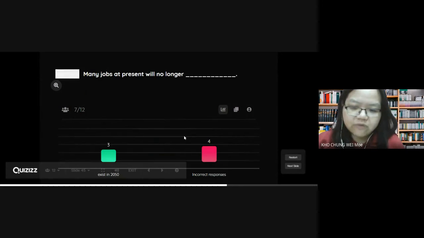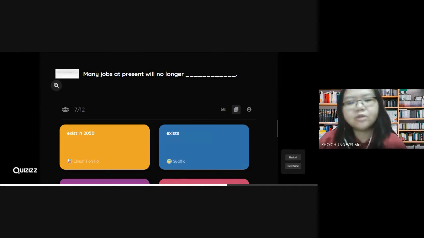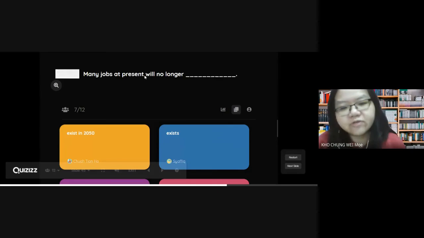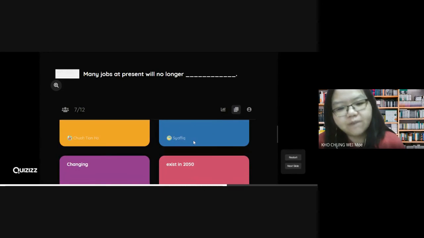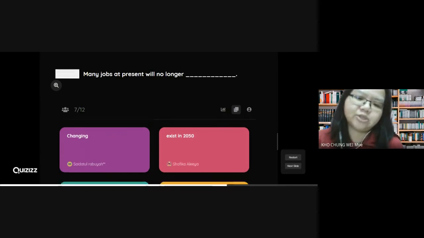3 of you got it correct, 4 of you got it wrong. So I need to discuss. Okay, Shafiq, you're almost correct except for the word exist. It must be without the S because of the word will. I've mentioned this before when we are doing error correction. After modal verb will, the word exist is in the base form, so no S. Will no longer changing. Rabuya, if you say will no longer changing, means jobs will be static. They will be the same, which is the direct opposite actually.